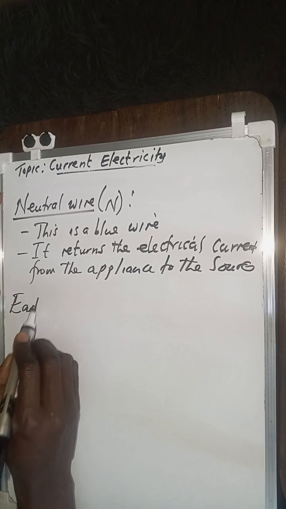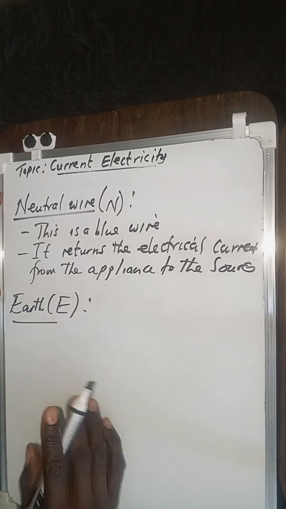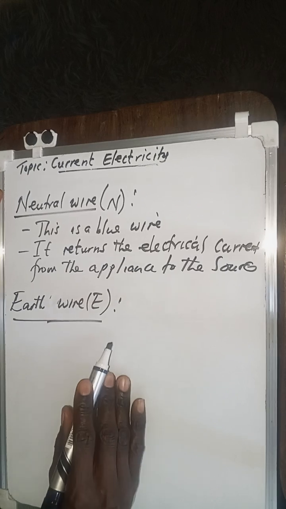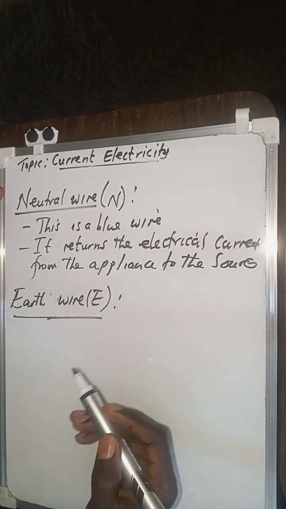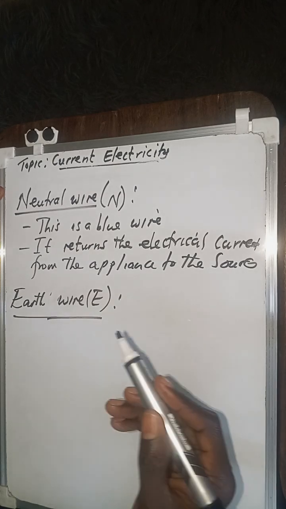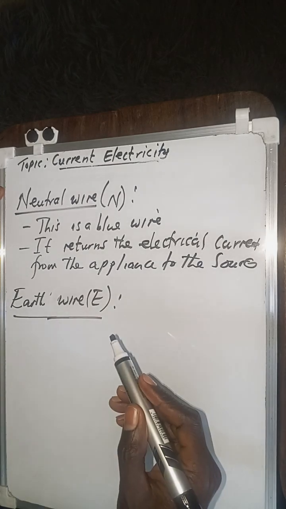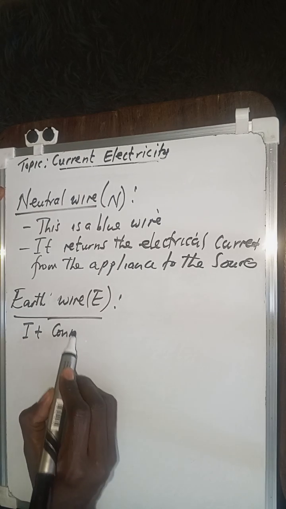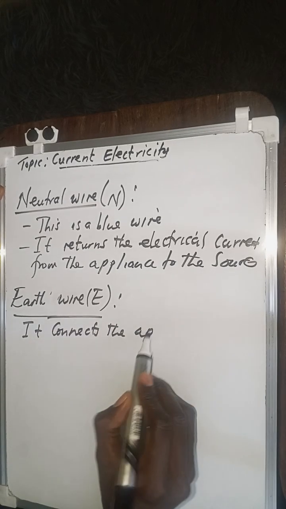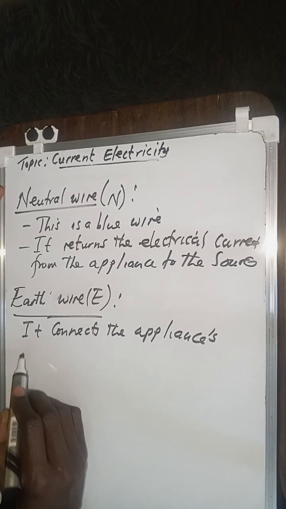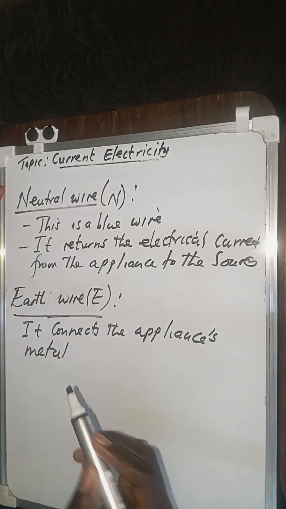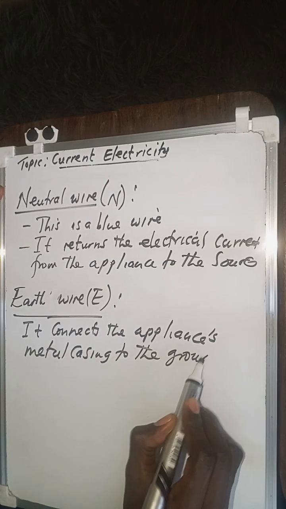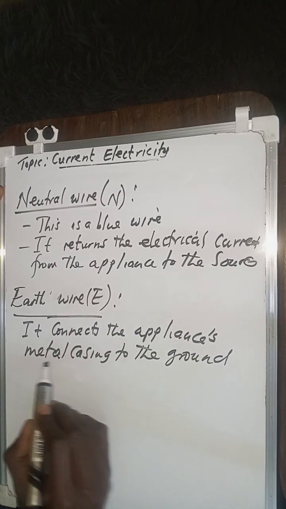What about the earth wire? Of course, for the earth wire, you may find E as the symbol that they are using. What exactly does the earth wire do? Like I said, the color coding for this one can either be green with stripes of green and yellow, or sometimes just green. But the earth wire is the one that connects the appliance's metal casing to the ground. So that is what it does.